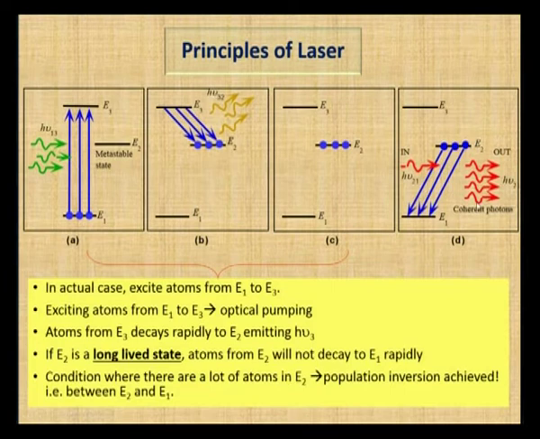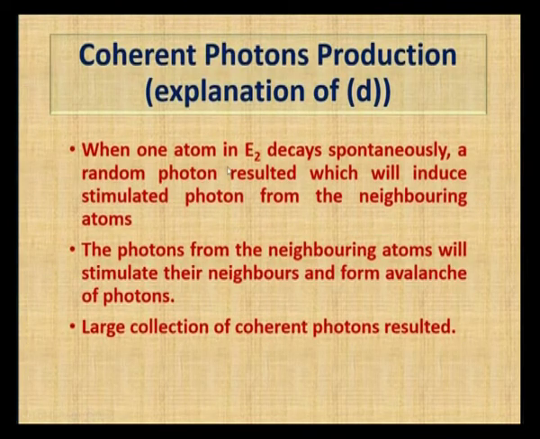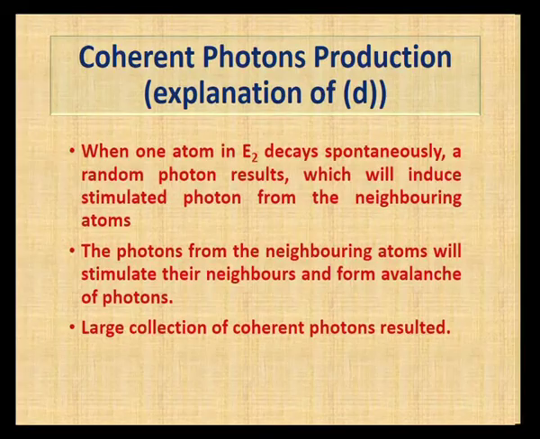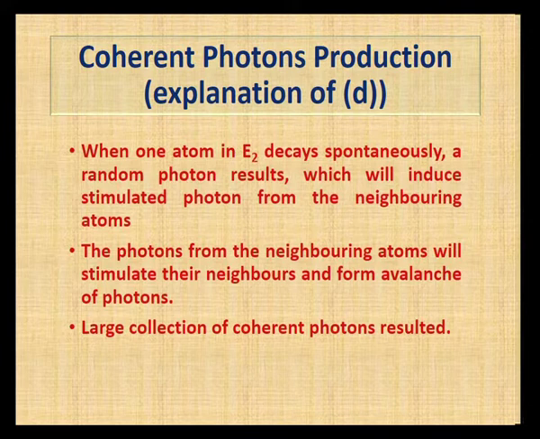That is how, we will see in the next slide. When one atom in E2 decays spontaneously, and enough population is there in the E2 band, any one atom decaying means a photon will be released. This photon will hit the neighboring atom, releasing photons back to back. This will result in a coherent photon. This is how the coherent photon is produced.